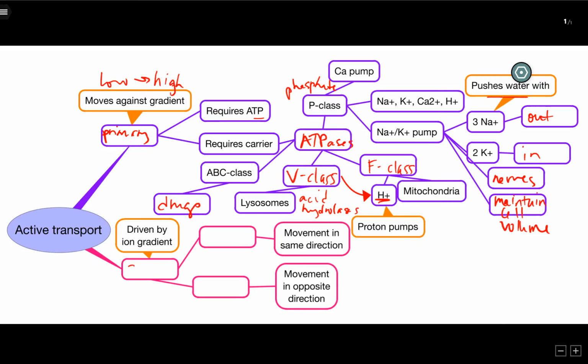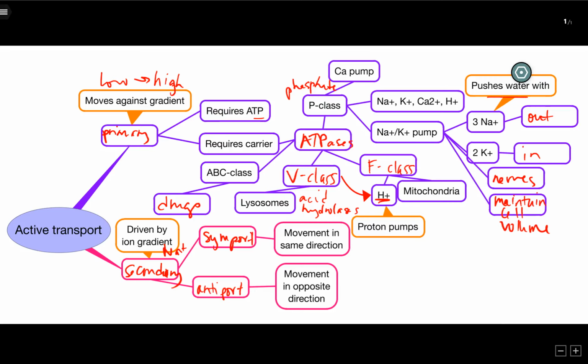Our secondary active transport is driven by the ion gradient that comes from our primary active transport. In most cases, oftentimes it's going to be sodium that's going to help drive this part of it. With secondary active transport, we can either have symport or antiport.